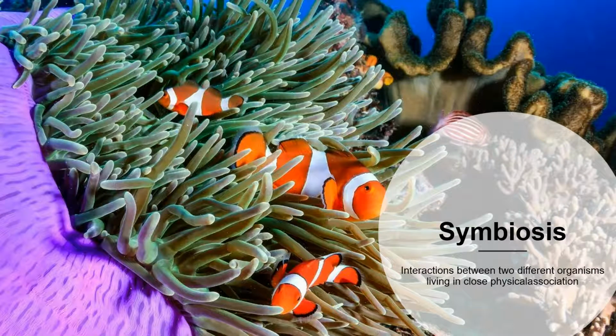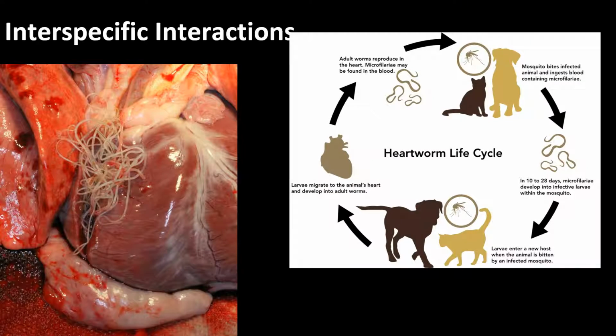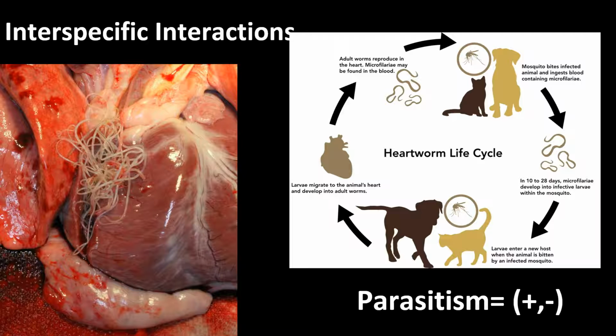Symbiosis is a relationship between two different organisms that are usually touching, interacting in that way. You see the classic clownfish with the sea anemone. And there are different types of symbiosis. The first type we're going to talk about is parasitism. And here we see these roundworms, these heartworms that have infected either a dog or cat heart here.